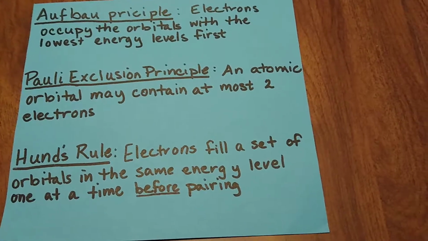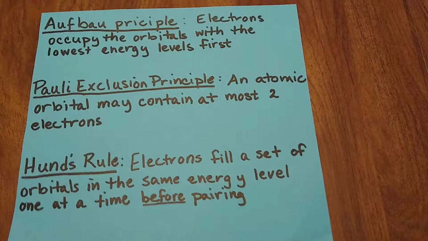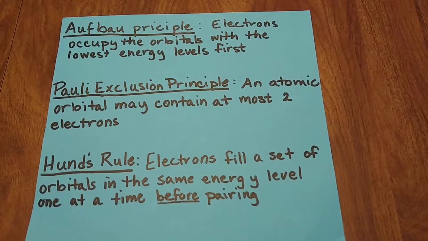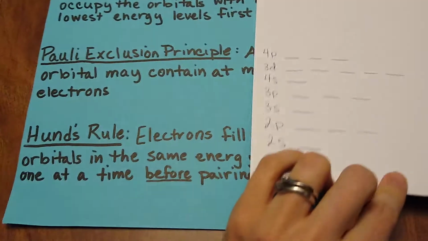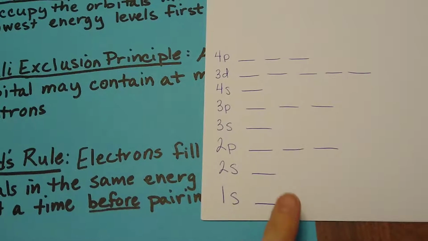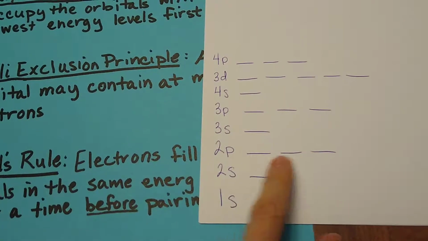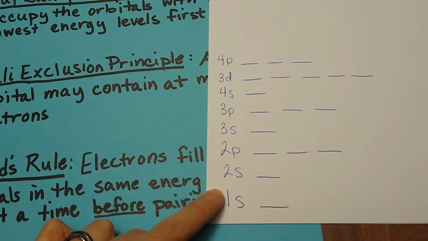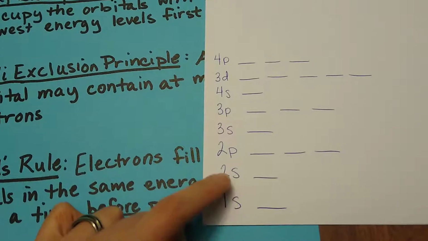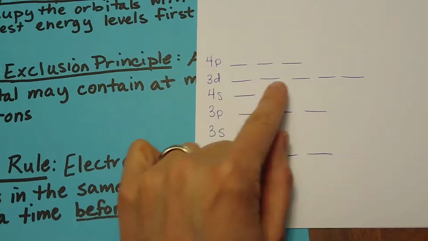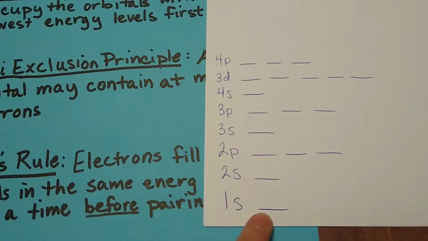Okay, here is our Laramie High School version of learning how to fill in an Aufbau diagram and use it to write electron configurations. Aufbau diagrams are going to have some depiction like this, where we have orbitals. In this one, we have a line representing each orbital. The large numbers here are our energy levels, and the letters are the orbital type. P's come in sets of 3, D's come in sets of 5, S's come in sets of 1.